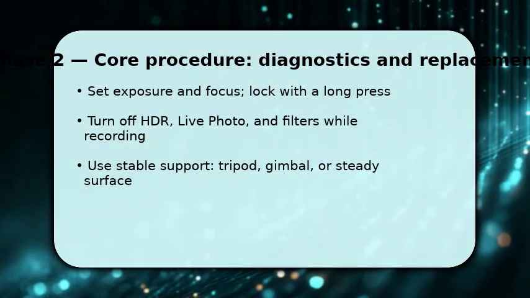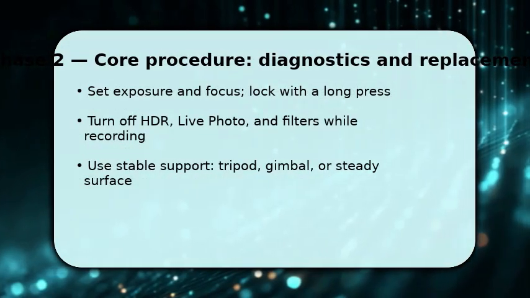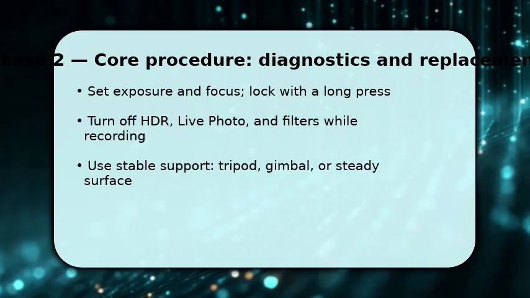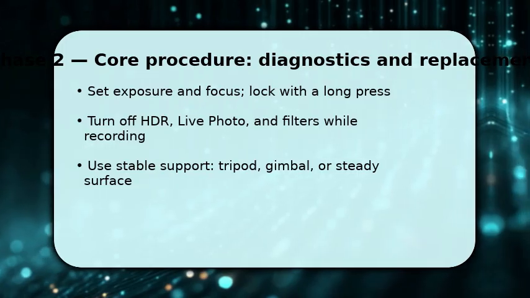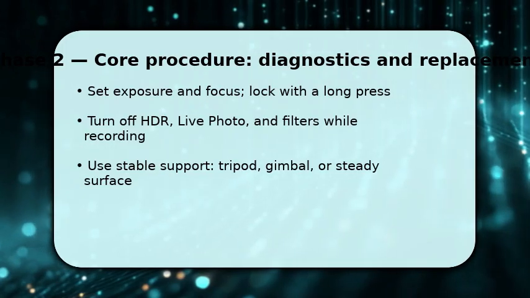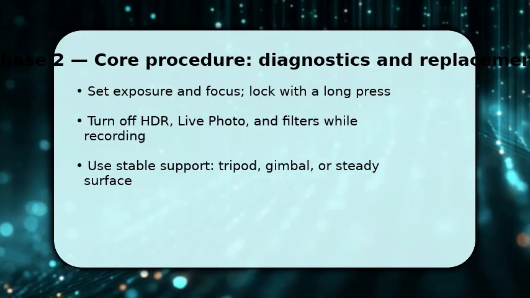Now focus on how you record. Lock exposure and focus with a long press so the camera doesn't hunt mid-shot, which causes stutter. Turn off HDR, live photo, and filters because they add processing overhead. Simpler pipelines reduce dropped frames.